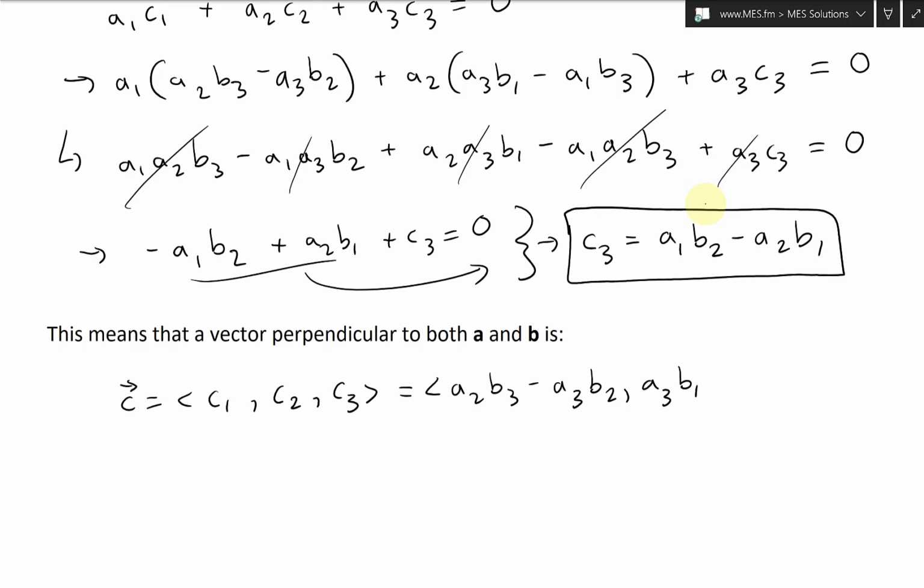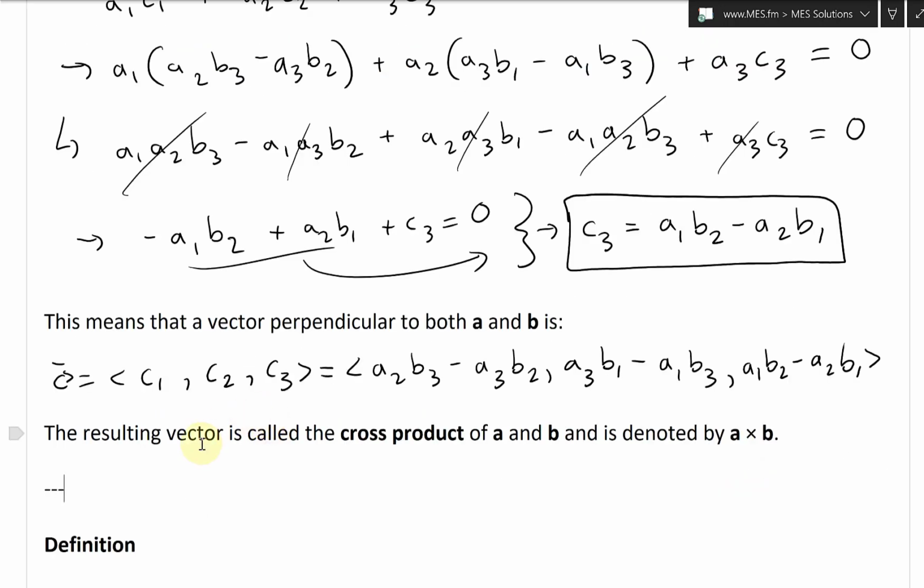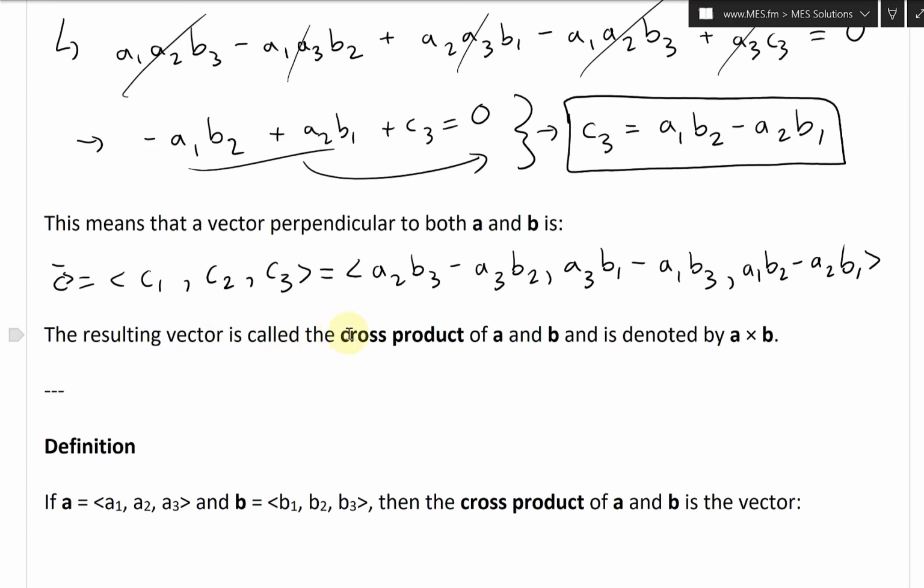A3, B1 minus A1, B3. And then the last one is C3. That's going to be A1, B2 minus A2, B1, close bracket. The resulting vector is called the cross product of A and B, and is denoted by A, then this X-like character called cross. So, A cross B.